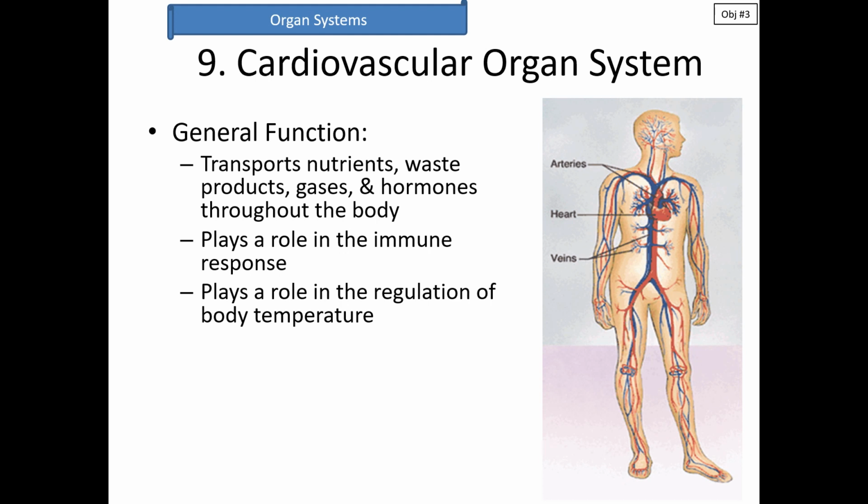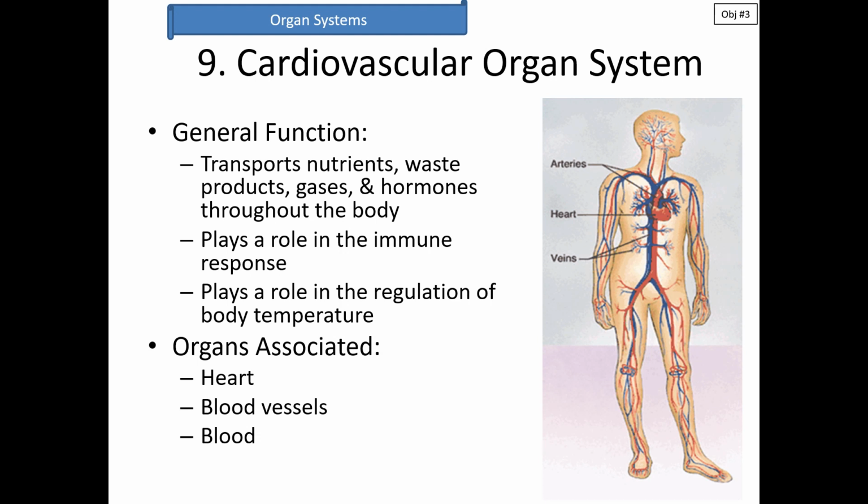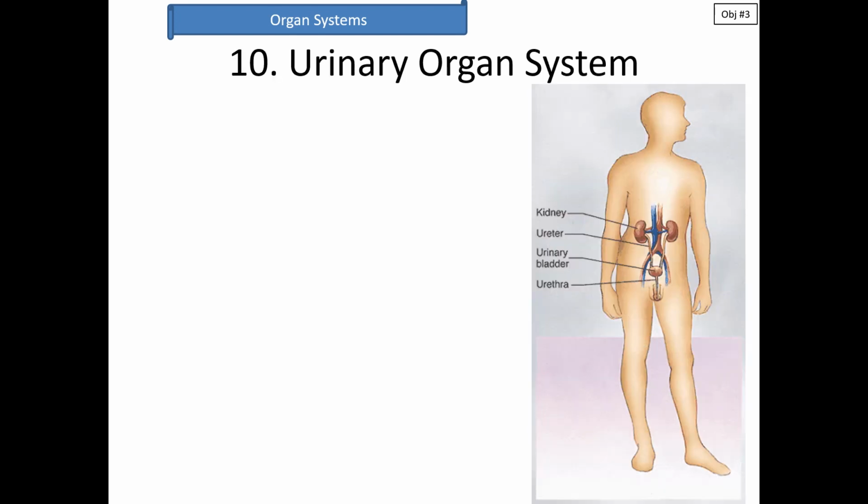It plays a role in immune response because it's actually delivering white blood cells. White blood cells are found in the blood. Plays a role in the regulation of body temperature. Blood vessels constrict when it gets too cold. They dilate when it gets too warm. Constrict is to get smaller diameter. Dilate is going to become a larger diameter. Organs associated: heart, blood, blood vessels. So blood vessels, we're talking about like arteries and veins.